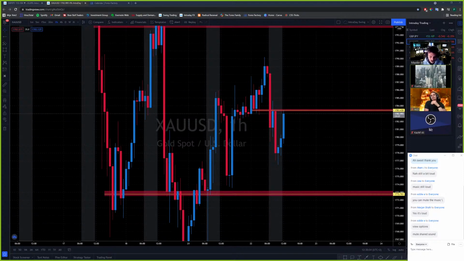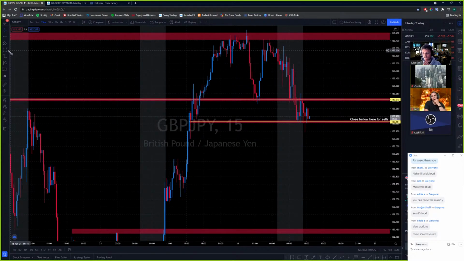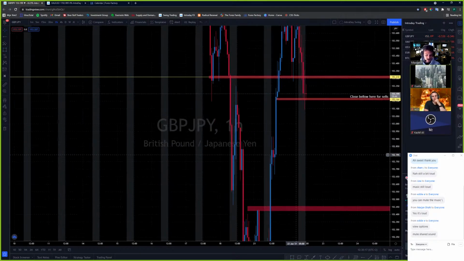Hello, how do you draw zones? I think basically you click this rectangle tool and then you find where there's support and resistance, like over here, and then you just drag it. That's how you draw a zone.